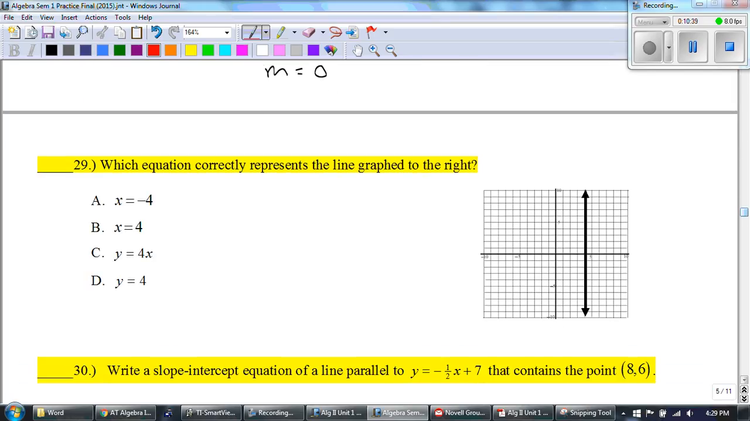All right, number 29. Which equation correctly represents the line graph to the right? The first thing that I can see is that this is a vertical line, and vertical lines have x equals something. So right away, I'm going to cancel C because it's got 2 variables, and D because it's y. And I'm going to go right here, and that is 4. So our equation is x equals 4.